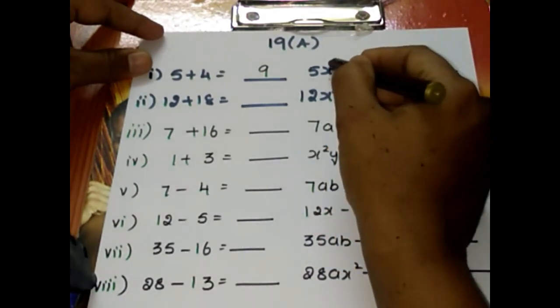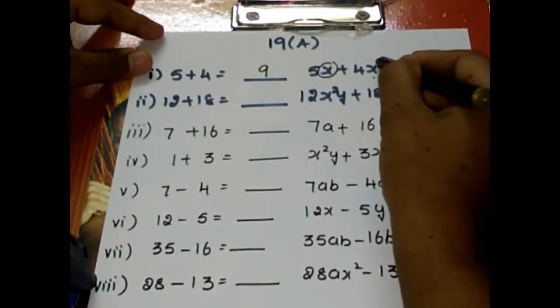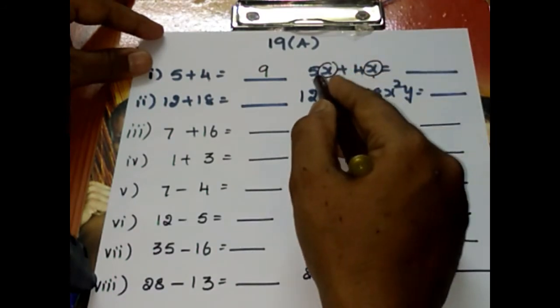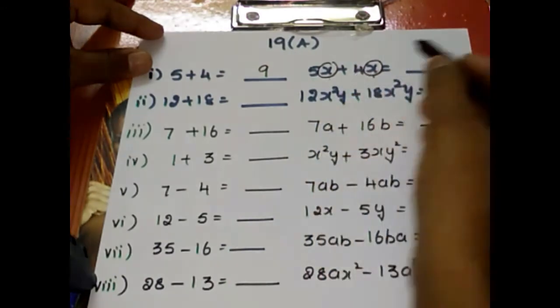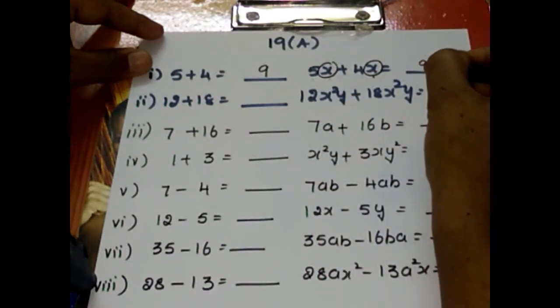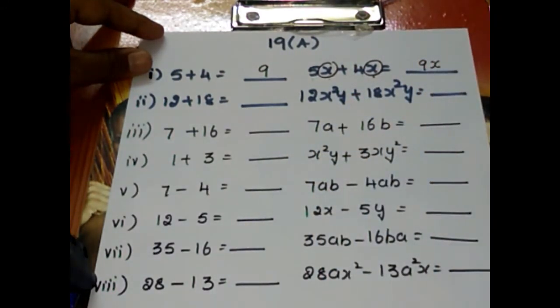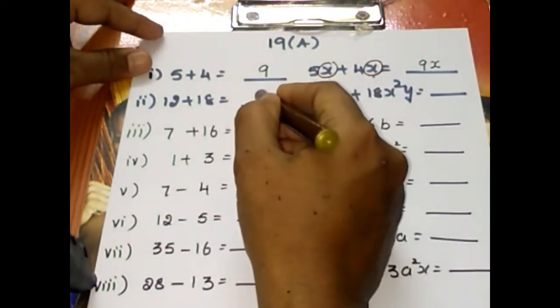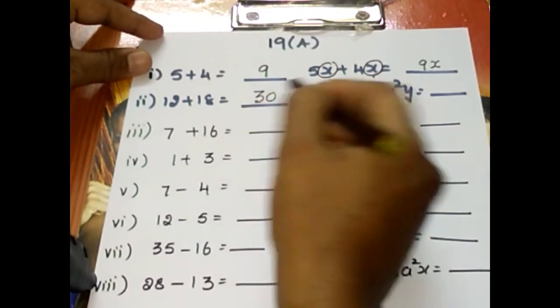Cross check. Are they like terms? x and x. Yes, they are like terms. Hence, I can add the numerical coefficients. 5x plus 4x will result as 9x.